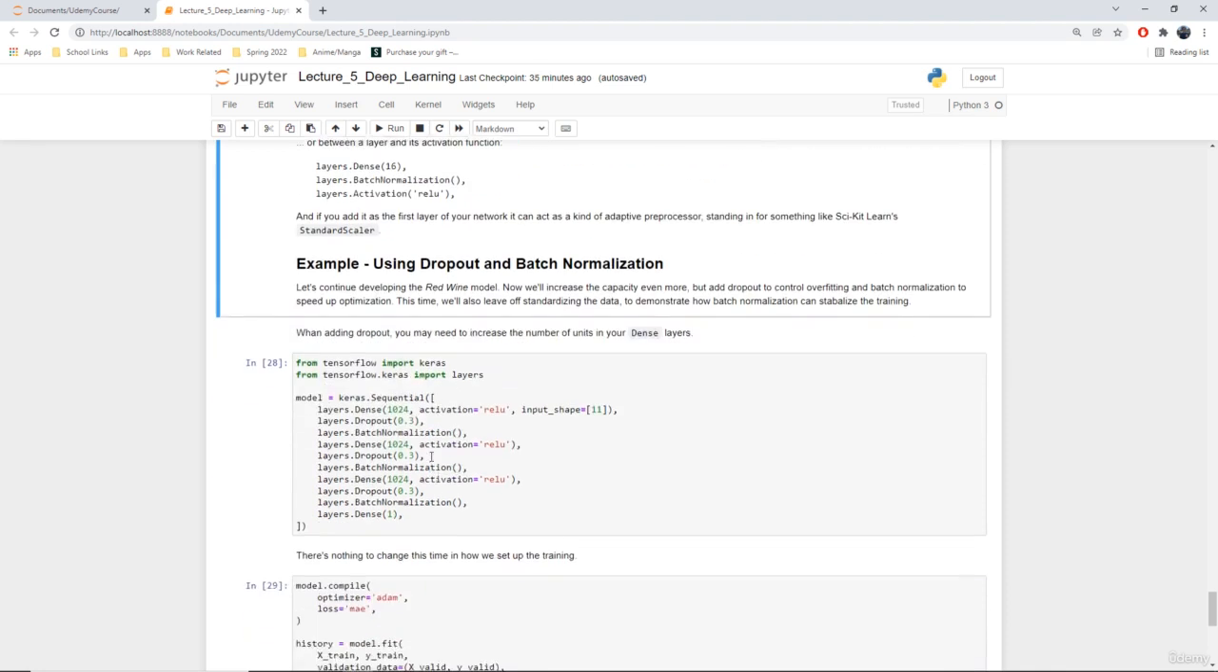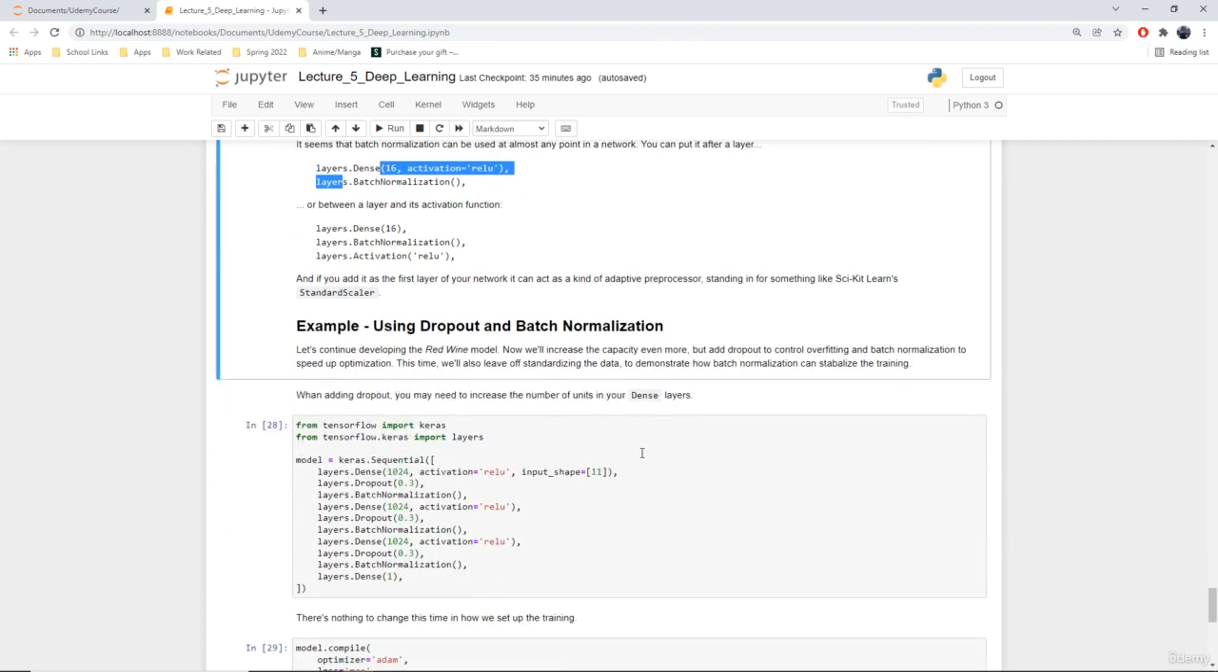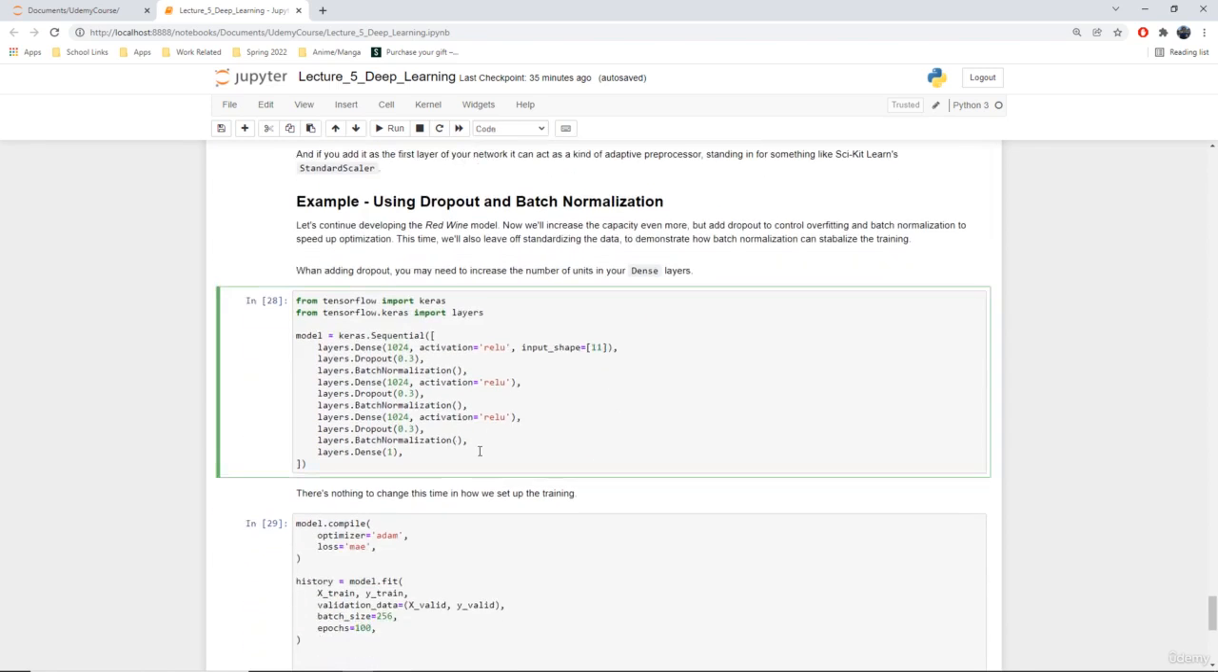All right. So now let's perform regression on the wine quality data set again. But now we can actually add dropout to control overfitting and batch normalization to speed up the optimization. It didn't seem like we saw the problems of unstable or slow training behavior. It's a very simple data set, so batch normalization might not do much. Additionally, with dropout, it didn't seem like we were overfitting, but we might have been. We'll see if we can get better loss values for this using these new special layers.